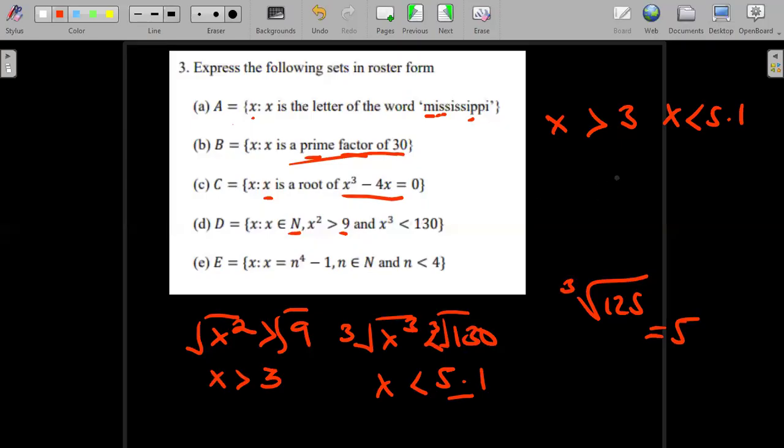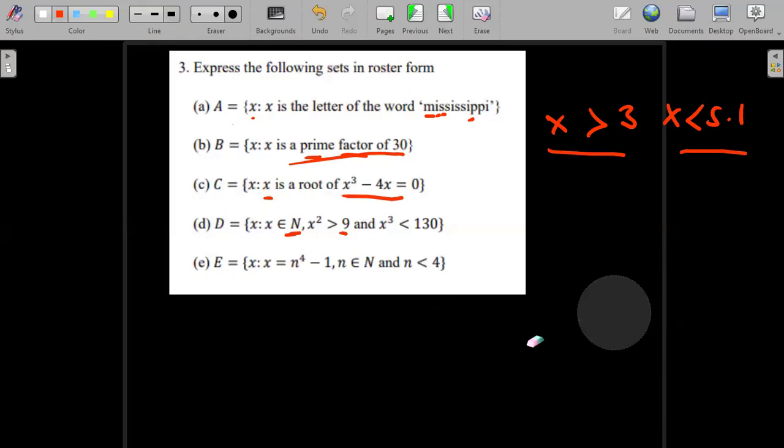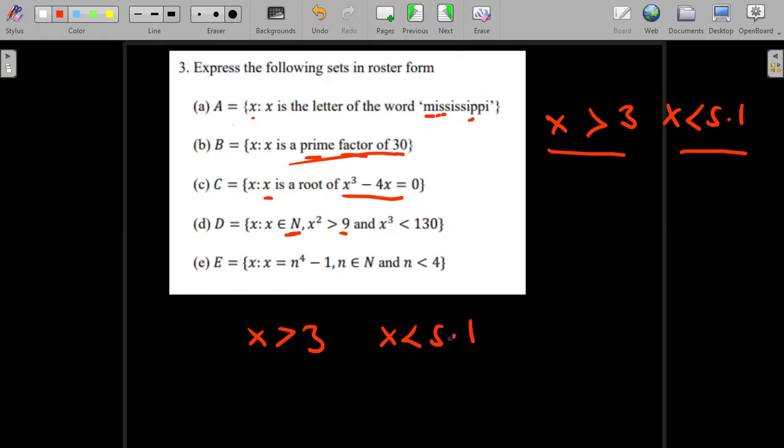So when you look at this, we have x being greater than 3 and x being less than 5.1. They're telling us that x is a member of natural numbers. Natural numbers, we know they start from 1, they are counting numbers: 1, 2, 3, 4, 5, up to infinity. So I have to check which natural numbers are greater than 3, but yet less than 5.1.